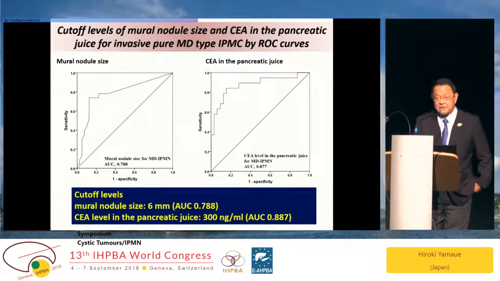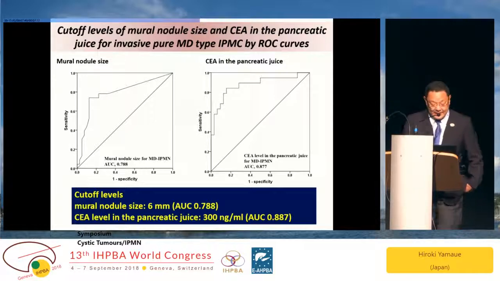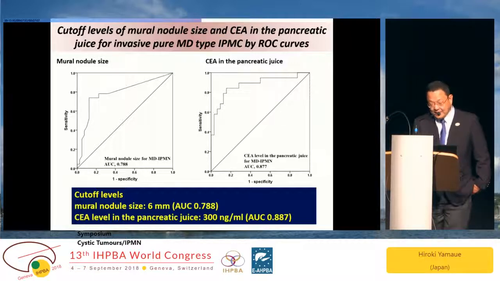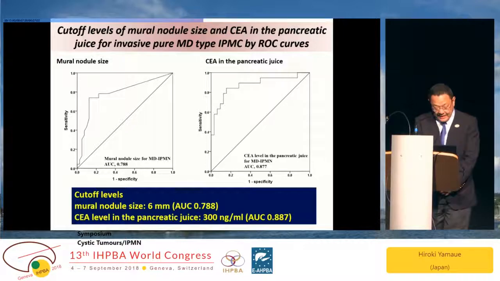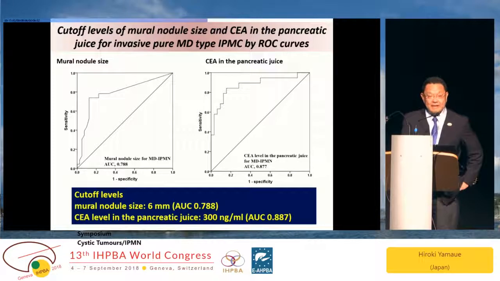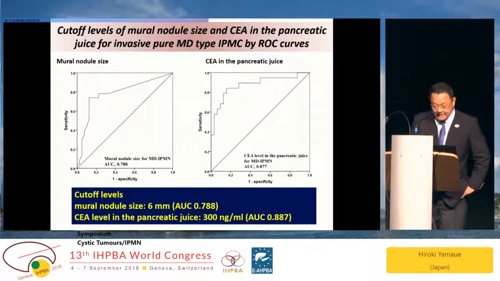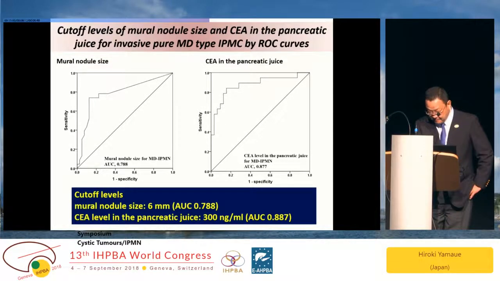And next, we calculated the cutoff level by ROC. The left figure is the mural nodule size, and the right side is the CEA level in the pancreatic juice. And we have found the cutoff levels are mural nodule size more than 6 millimeter, and the CEA level in the pancreatic juice, which was taken by the preoperative ERCP, is 300 nanogram.